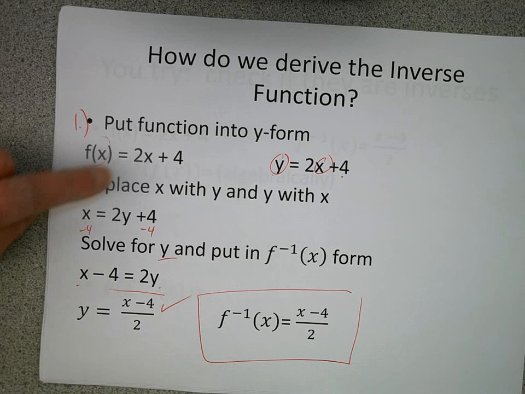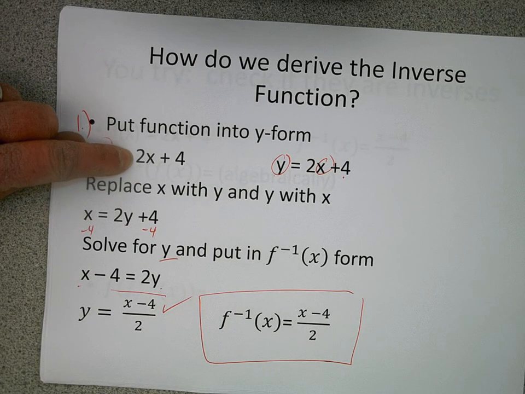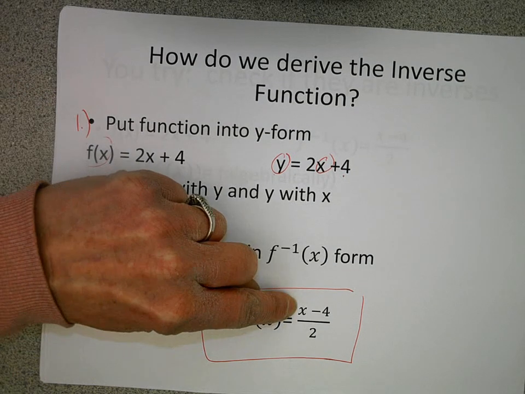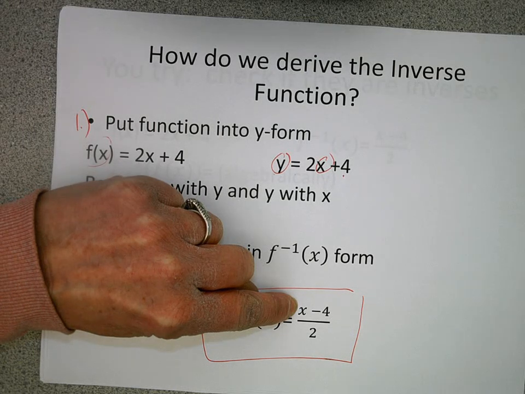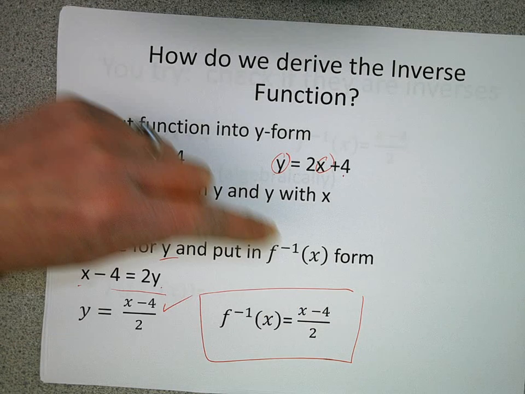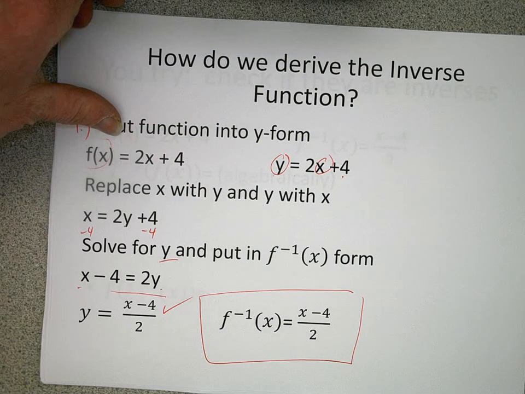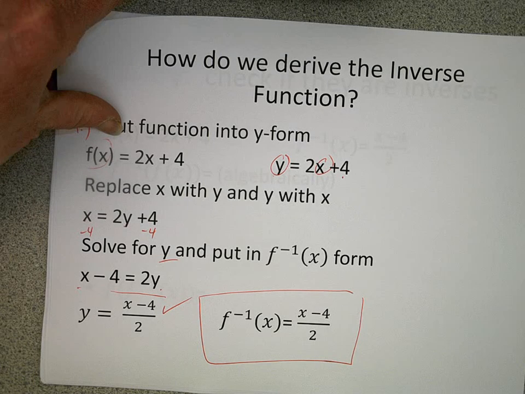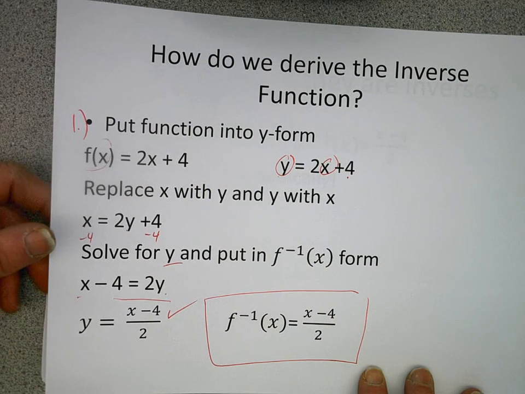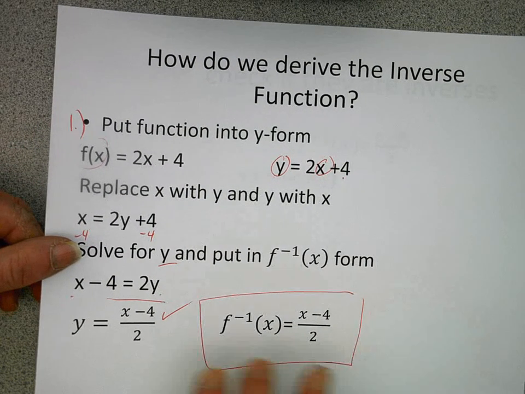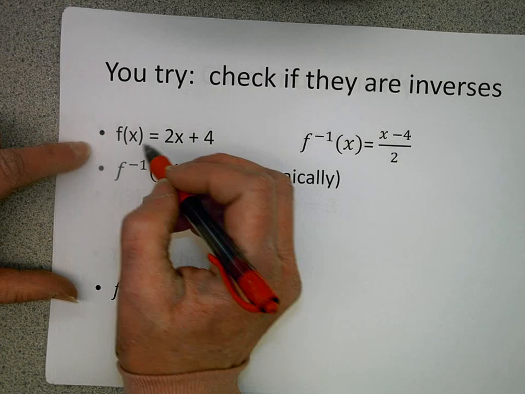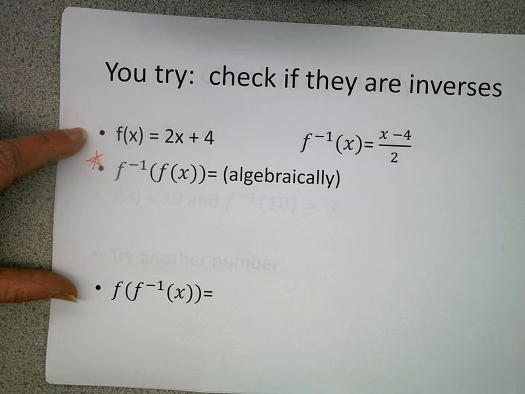So if I plug in 1, I get 6. If I plug in 6, I get 2 divided by 2, which is 1. So they must be inverses. Okay, but we're going to check. So if I ever ask you to check, which I don't think I will ask you on the test, but if I ever ask you to check, what you do is you check algebraically, and then we'll talk about checking by plugging a number in other than what I just plugged in.